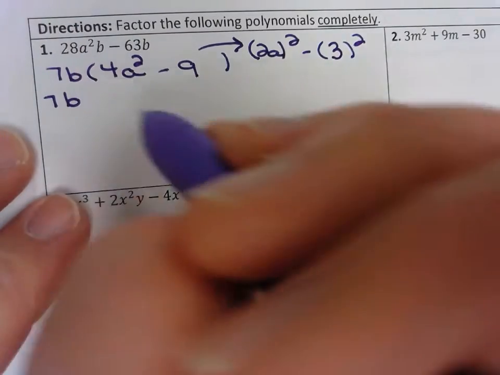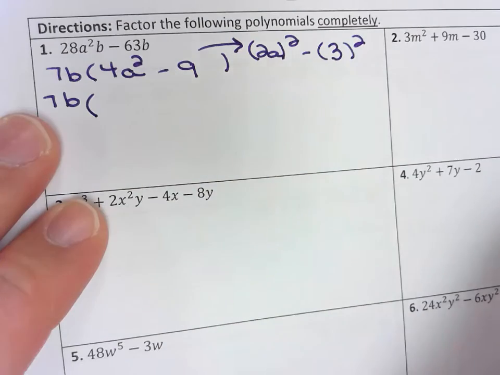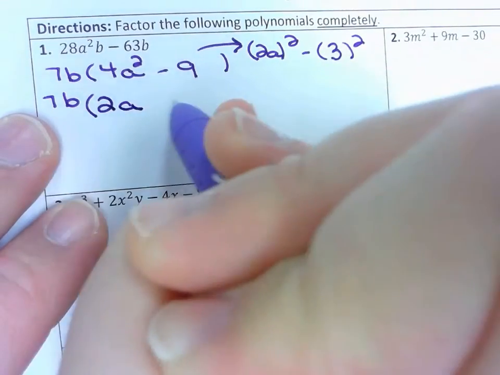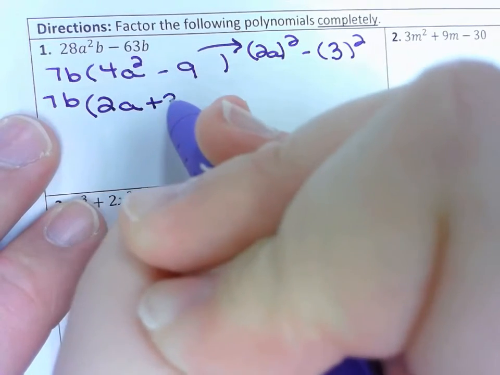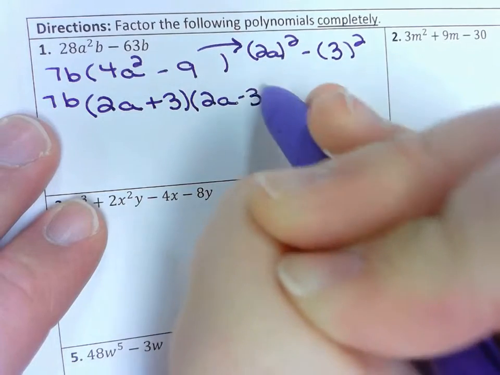So as I write my answer, 7b stays out front. How do I write my final answer? Ladies, stay with me, please. 2a plus 3 and 2a minus 3.